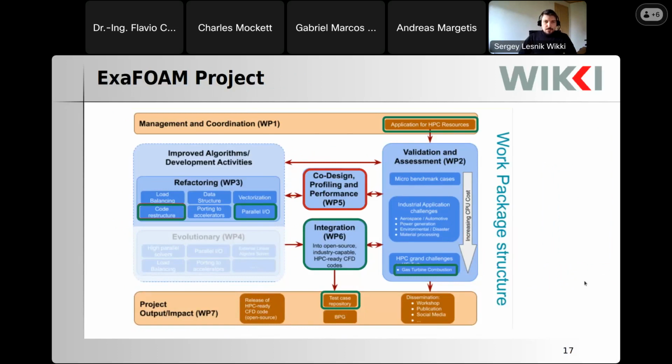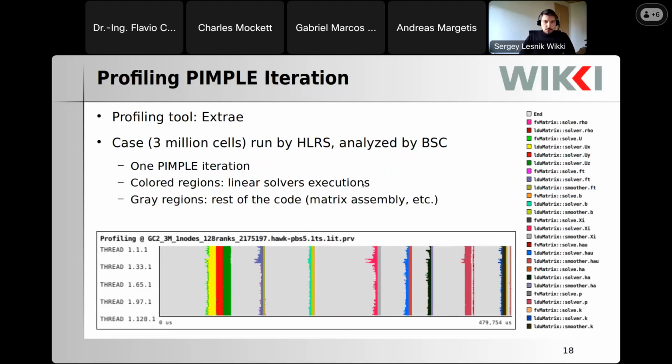Okay, so once we did this algorithmic improvement, the code went back to the profiling work package 5, and they did more analysis with the profiling tool extry. So what you get from extry, you can see here.